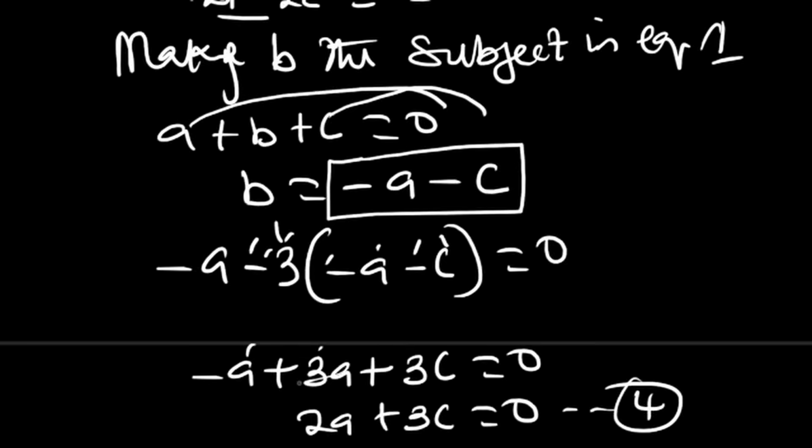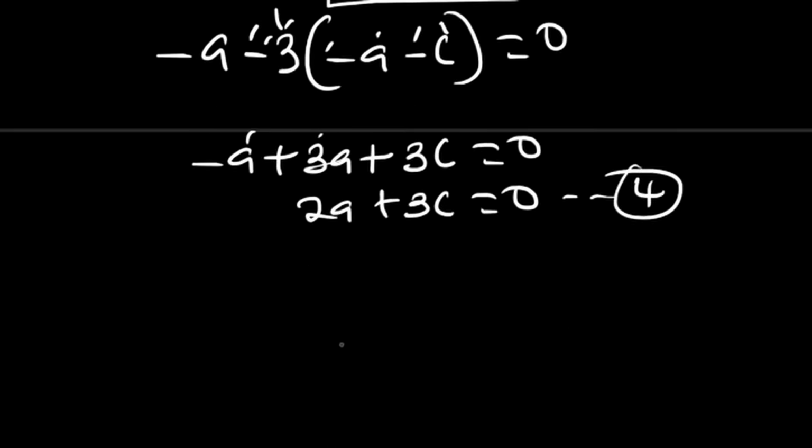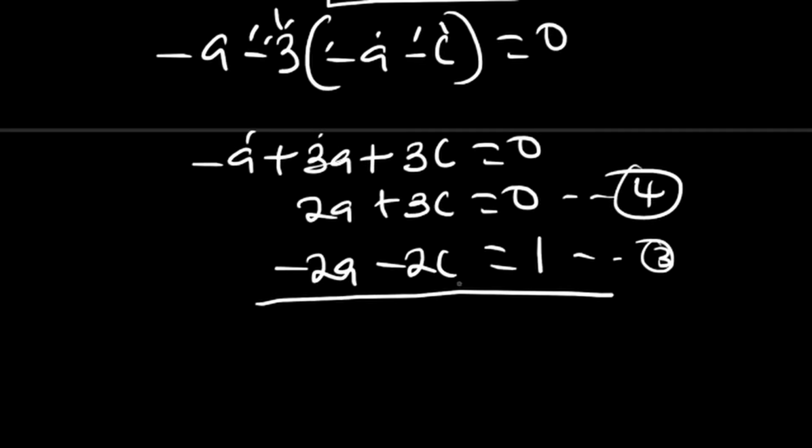So let me copy down equation 3. We have minus 2a minus 2c is equal to 1. So this is our equation 3. Now what do we do right now? We can now use elimination method to eliminate a and solve for c, right? So what do we do now? Look at this here. We can add these equations. Now this one here is 2a.